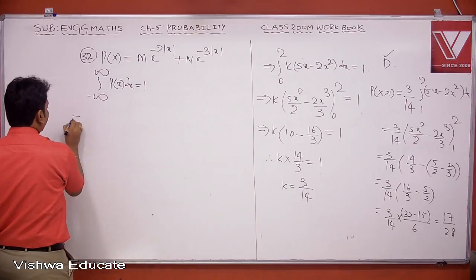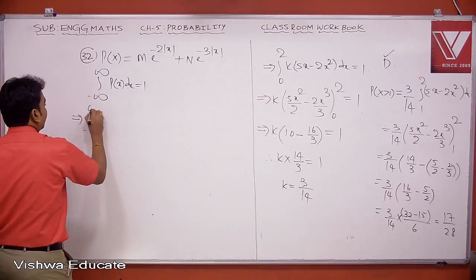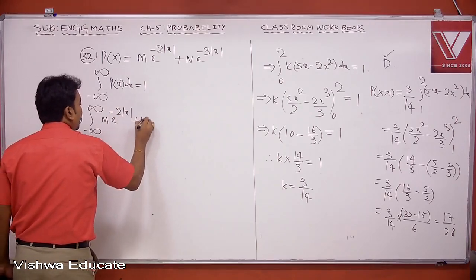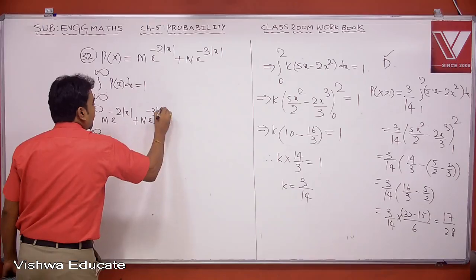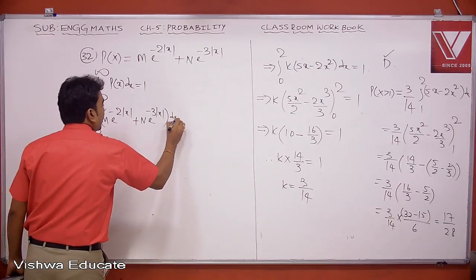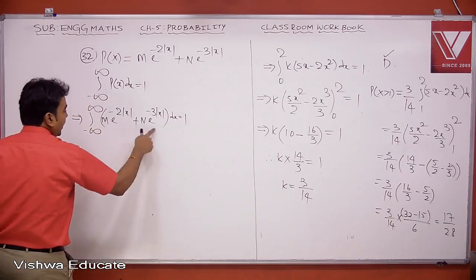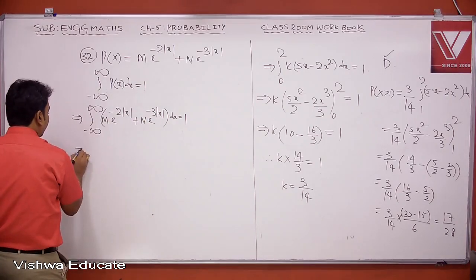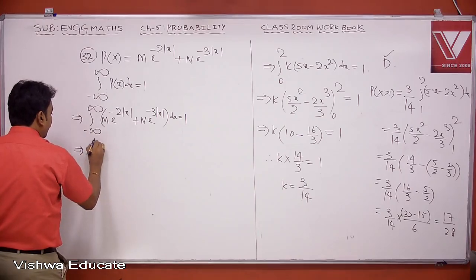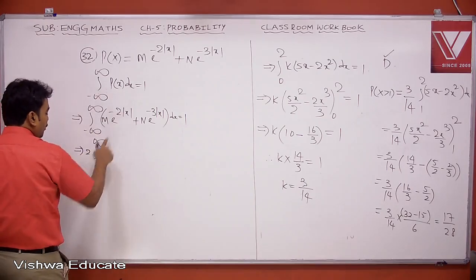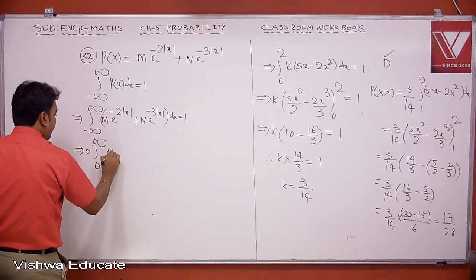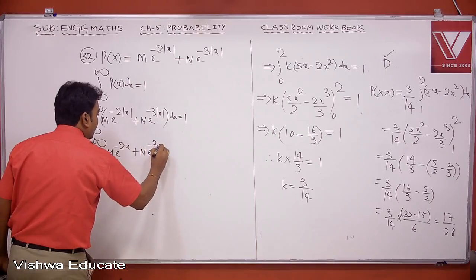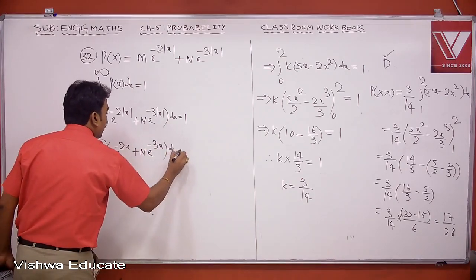So this implies integral minus infinity to plus infinity m times e power minus 2 mod x plus n times e power minus 3 mod x dx equal to 1. Now this is an even function, because mod x is there, since it is an even function, this becomes 2 times integral 0 to infinity. On the positive side, mod x becomes x. So this is m times e power minus 2x plus n times e power minus 3x dx equal to 1.